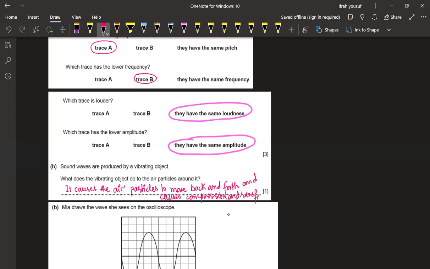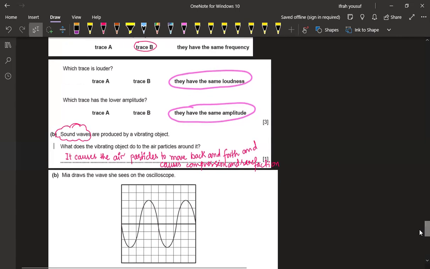How do we know that compression and rarefaction should be here? Because sound waves are discussed here. Sound waves are a type of longitudinal wave, and longitudinal waves carry energy in the form of compression and rarefaction. Is this clear now? Yes. All right.